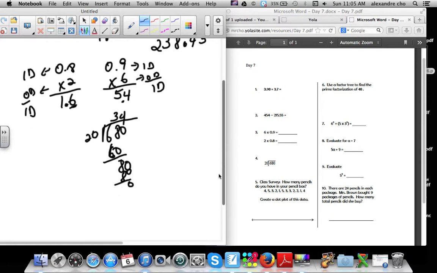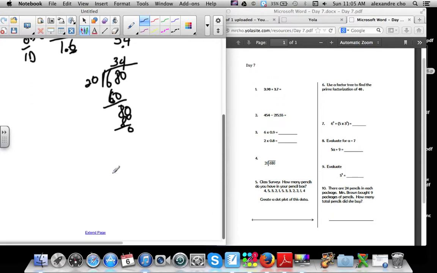Okay. Again, this is not part of your test. A dot plot is like a line plot. So how many pencils do you have in your pencil box? So some kids have 4, some kids have 5. Dot plot is something like this. Okay, and it's sort of like a number line. And we need 0, 1, 2, 3, 4, how far do we go? 5. So each time the number shows up, you put an X on top.